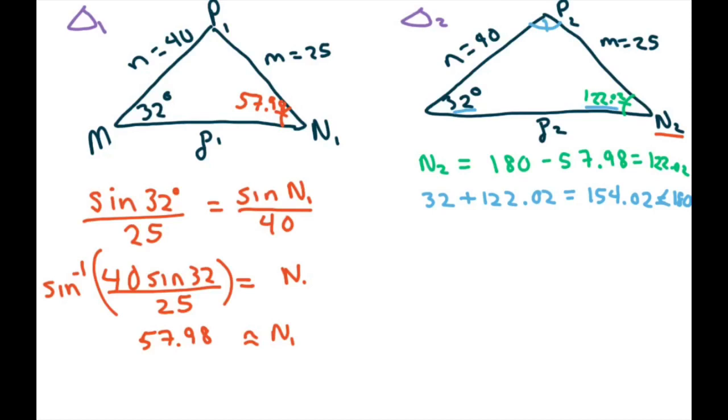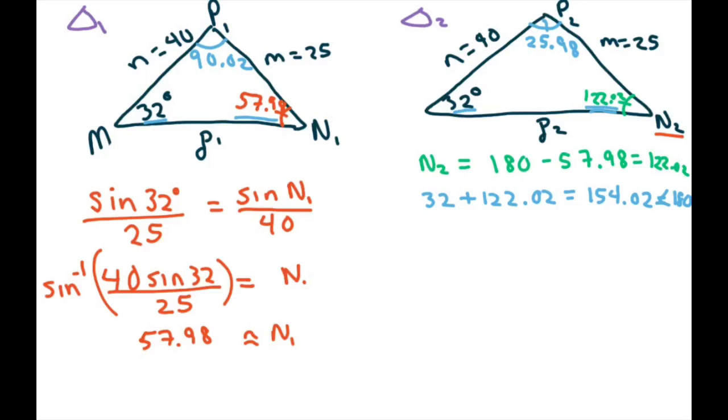Well, the angles, we have angle P1 and P2. You just subtract from 180. So if you add these two angles up and subtract from 180, you're going to get 90.02. And for this one, you add these two up and subtract from 180. And this one's going to give you 25.98. So clearly we can make two triangles.